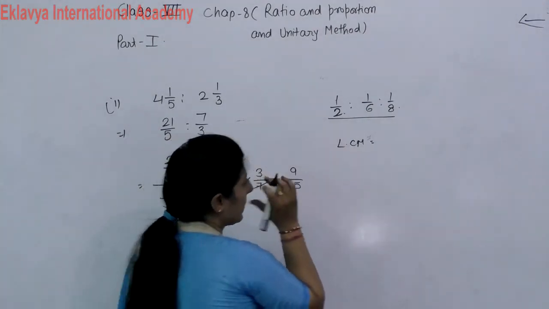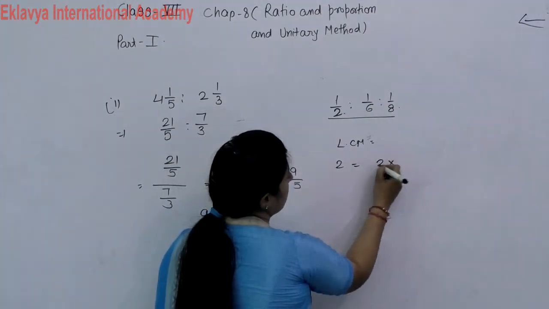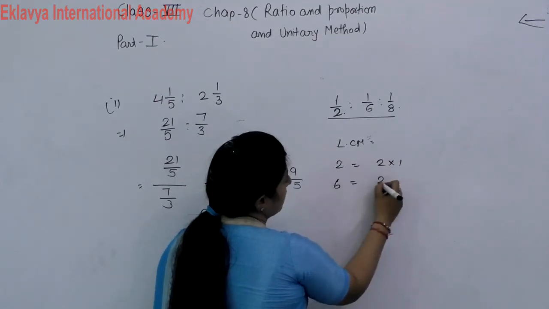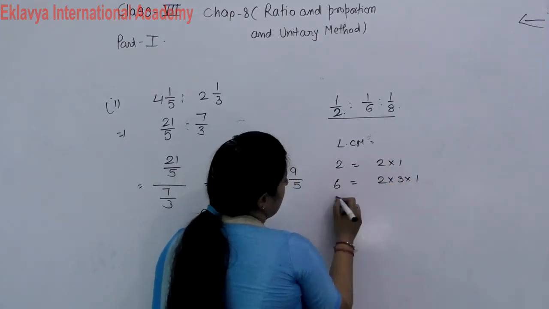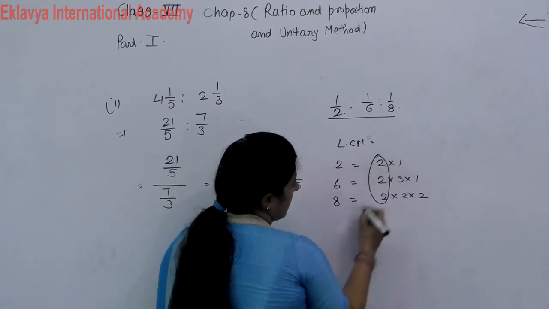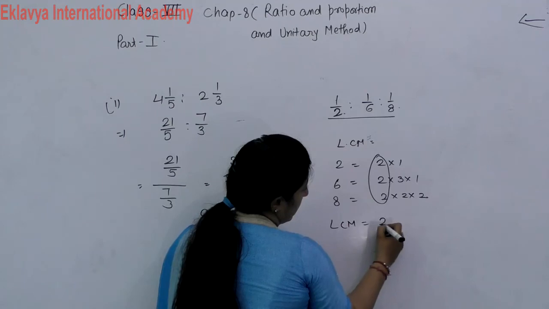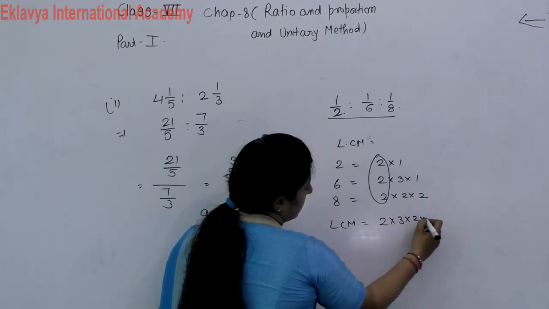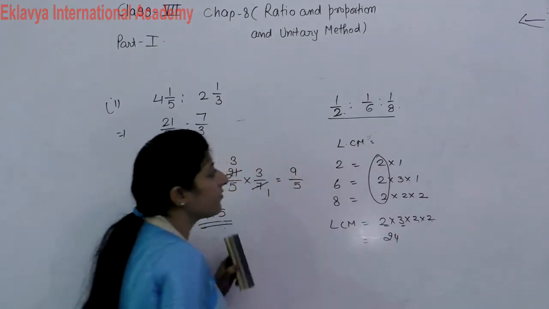2 is 2 into 1, 6 is 2 into 3 into 1, 8 is 2 2s are 4, 2 4s are 8. LCM is equal to 2 into 3 into 2 into 2. 2 3s are 6, 2 6s are 12, 2 12s are 24.